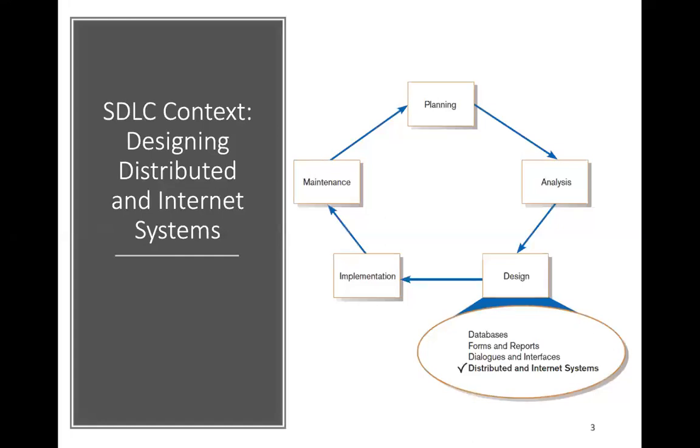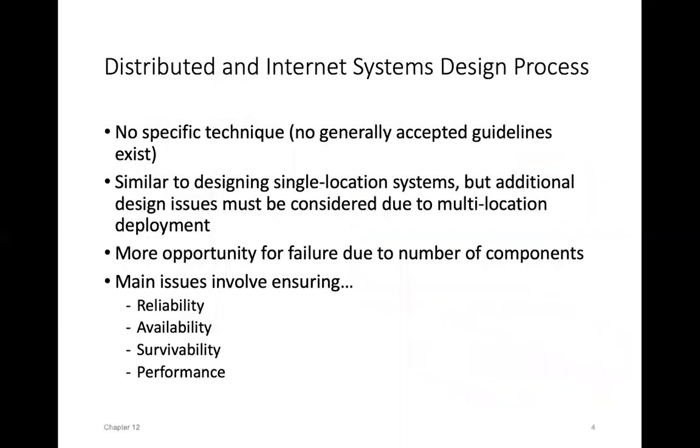So here we are in the very last stages of design. We've got today and another class where we're going to be looking at the last bit about distributed internet systems. Let's begin by looking at the design process within distributed and internet systems. You might think that there are some standard rules for the design process. Well, actually, there is no specific technique. There are guidelines, but no one generally accepted guideline exists.